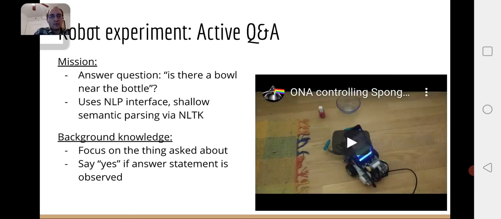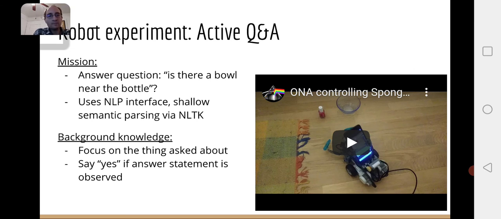Another experiment we tried is we've recently added a small natural language interface, which is based on a shallow semantic parsing approach. In this experiment, I want to ask arbitrary questions to the system about its environment, and it needs to reach out and try to find an answer to the question. So this sometimes means it has to move, because it might be a question about something which is not currently in sight. We see a simple example here.